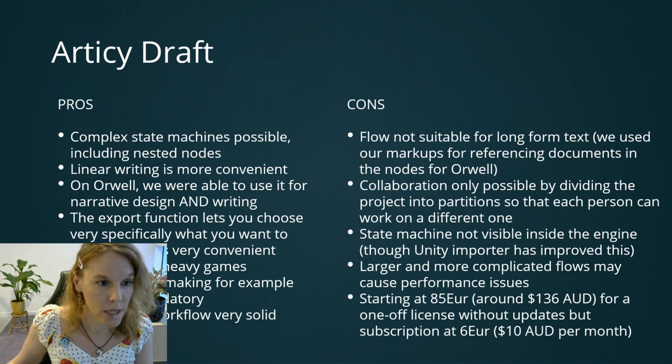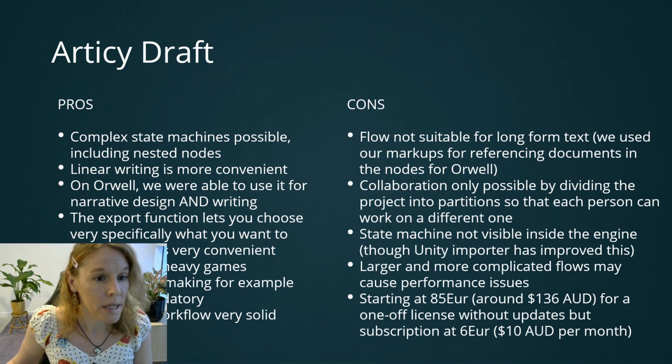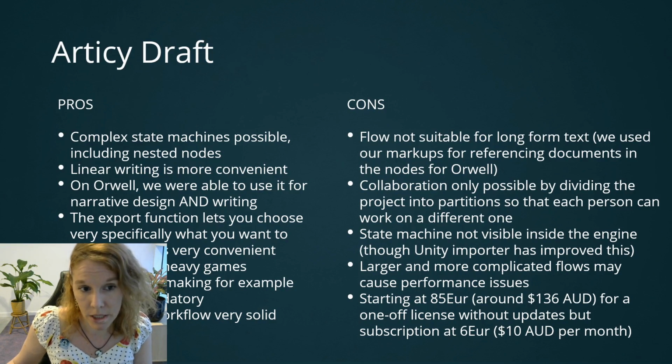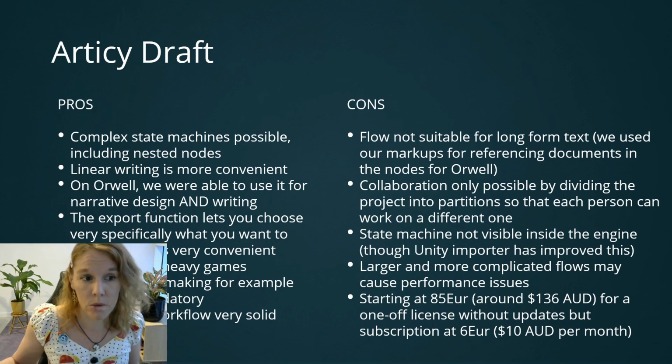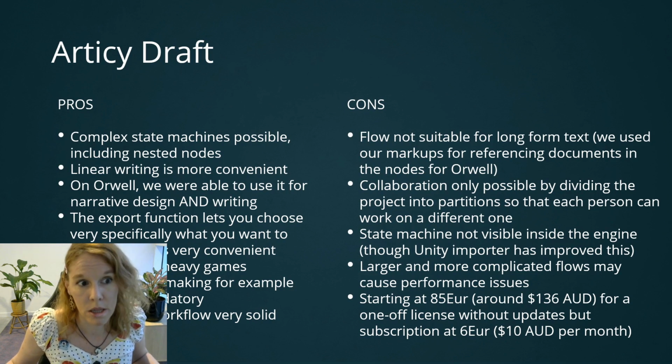So the pros for Articy Draft, as I mentioned, you can have pretty complex state machines, including nested nodes. Linear writing is more convenient if you use this document feature like we did. On Orwell, we were able to do, as I mentioned, narrative design and writing inside of Articy Draft, or our game designer was actually able to sort of sketch out the level design and then also implement the logic in the same tool, which was very cool.